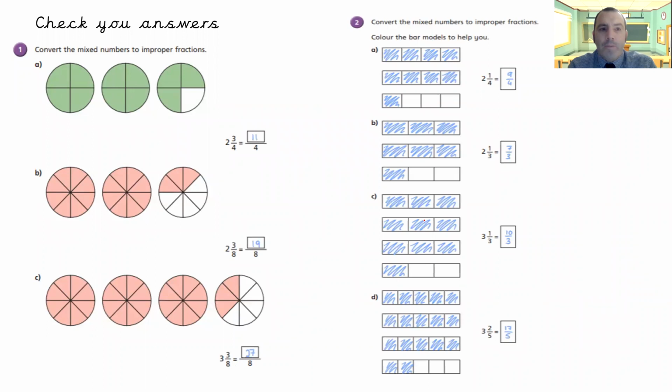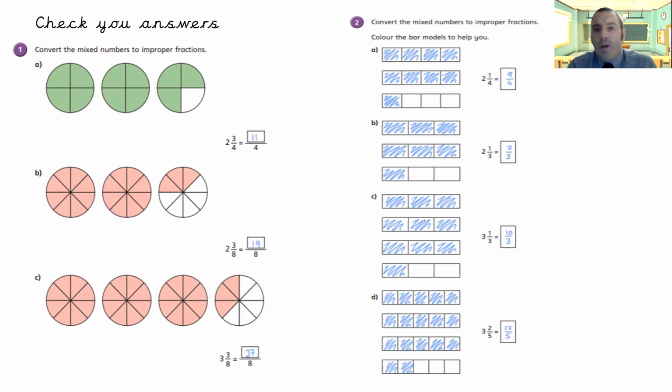So question 1A, 2 3/4 is the same as 11/4. You're just counting up the parts that have been coloured in. Same for B, the same for C. So all you're making sure you're doing is that you're counting up the right number of parts.